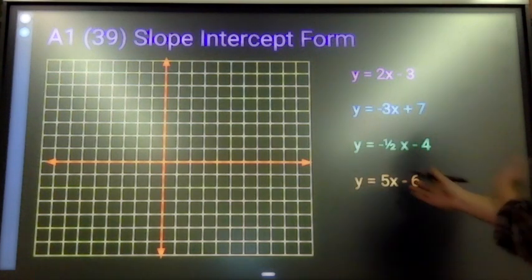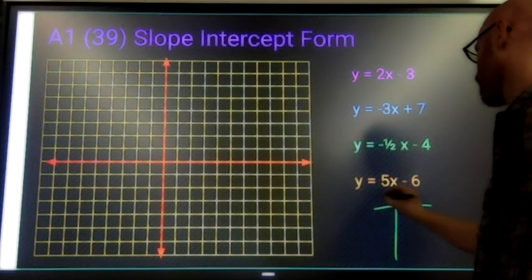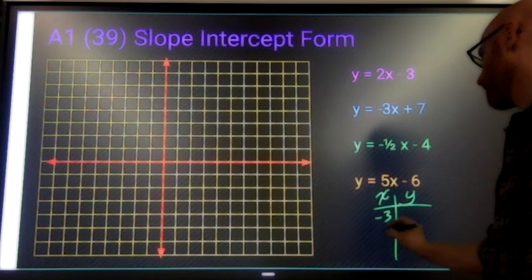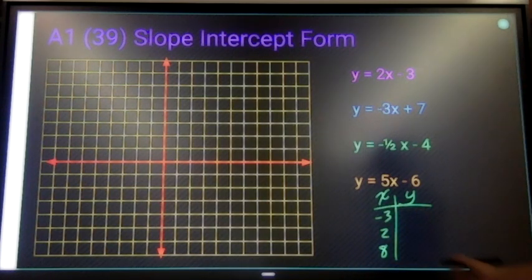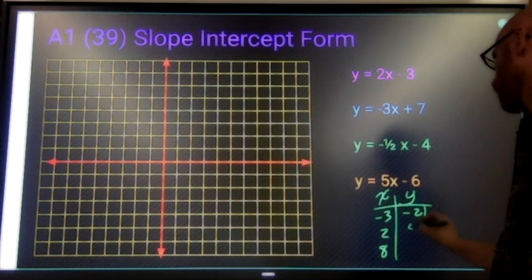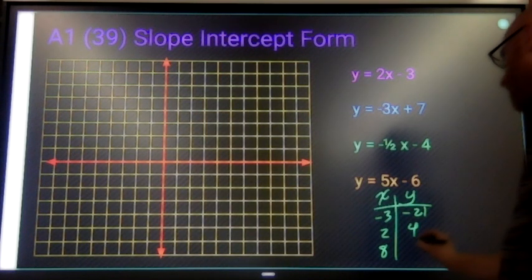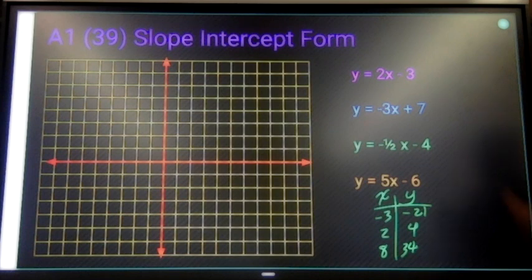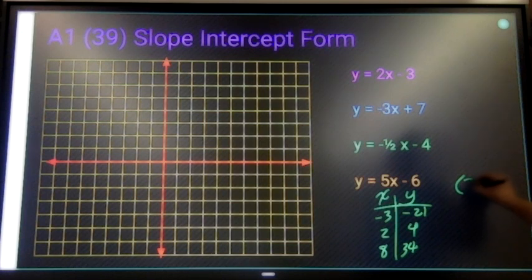Let's say this orange one here. If I want to make a table, it's easy for me to choose x values, -3, 2, 8, and just solve for y. 5 times -3 is -15 minus 6 is -21. 5 times 2 is 10 minus 6 is 4. 5 times 8 is 40 minus 6 is 34. Okay, easy to make a table. Easy to find ordered pairs. If I want to say 2 something, 5 times 2 is, I already did that. 10 minus 6 is 4.